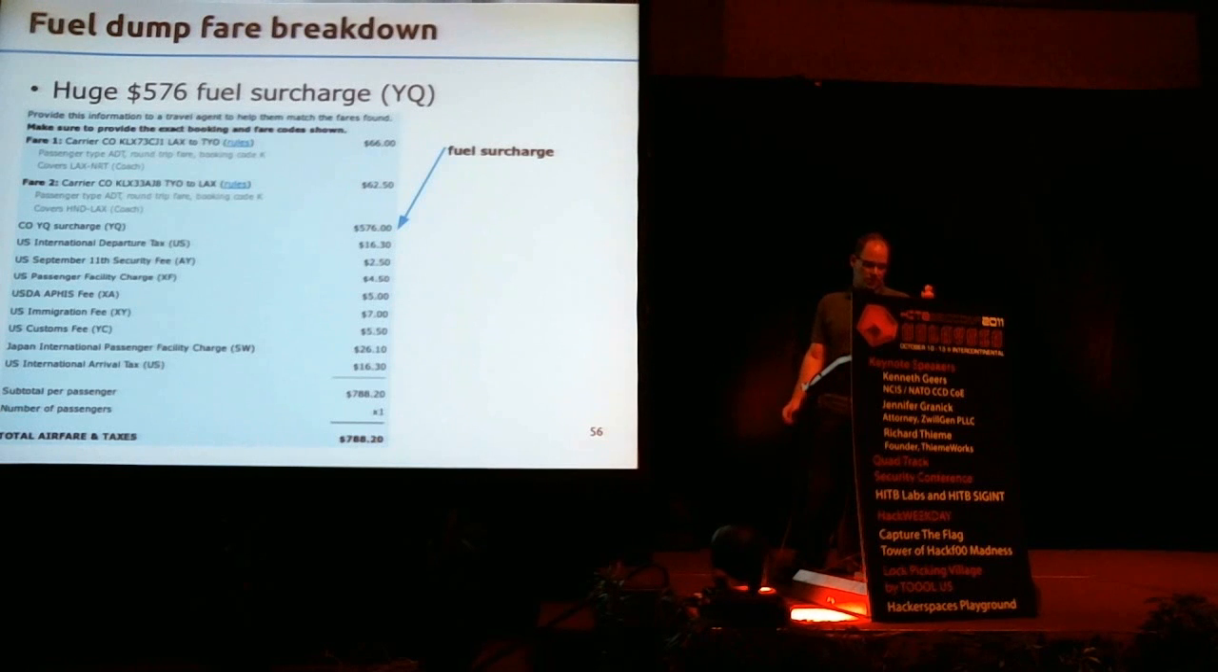So it shows the K fare that flight is based on, shows it's like $60 each direction for the base fare, a couple of smaller items, and a $576 fuel surcharge. So we can get rid of at least some of that fuel surcharge. The ticket's going to be pretty cheap, pretty nice.